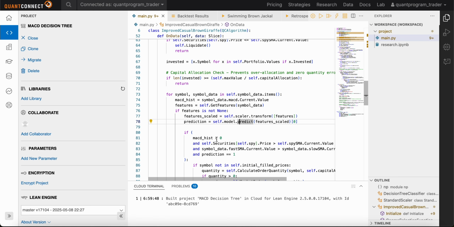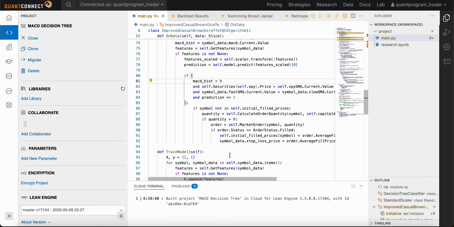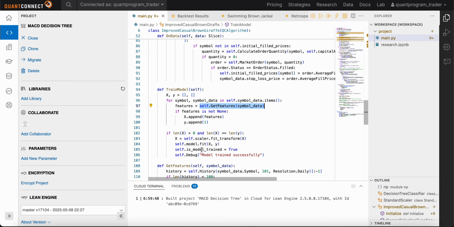So we're going to make sure the MACD histogram is greater than 0, and we're going to make sure the prediction is equal to 1, and it's only then we will enter into a trade. And once that's done, we will enter into the trade. And here is the training of the model. We are training the model. First we're getting the features, and then we are fitting the model.